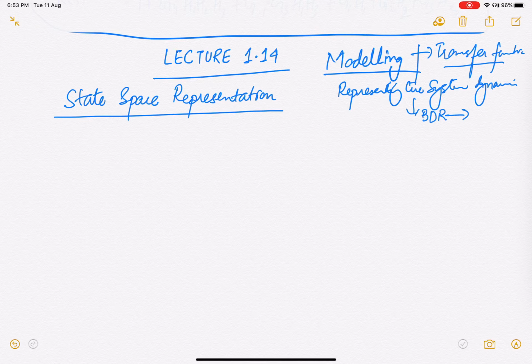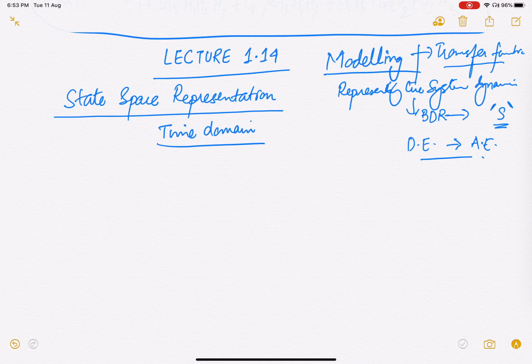The state space representation is a time domain representation. The transfer function representation was a frequency domain representation. S is the frequency variable. So basically, you converted from a system of differential equations to a system of algebraic equations using Laplace transformation.